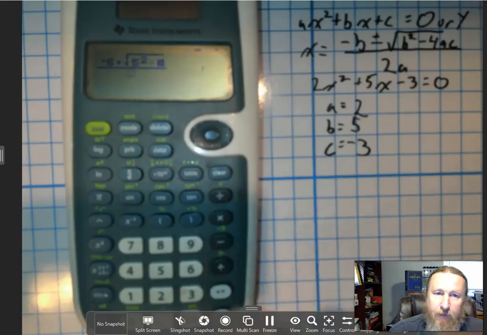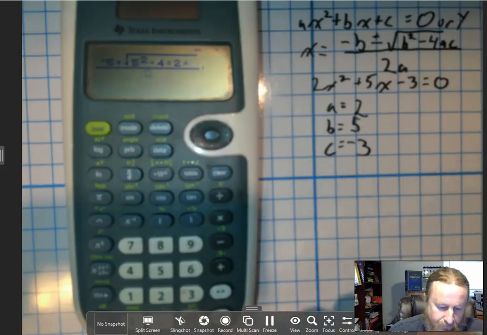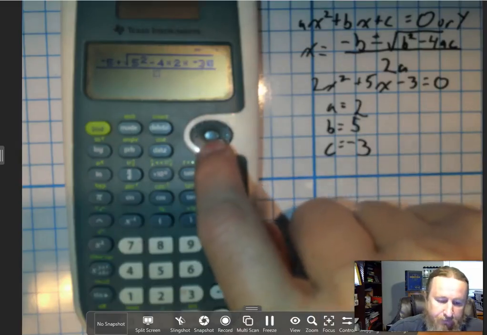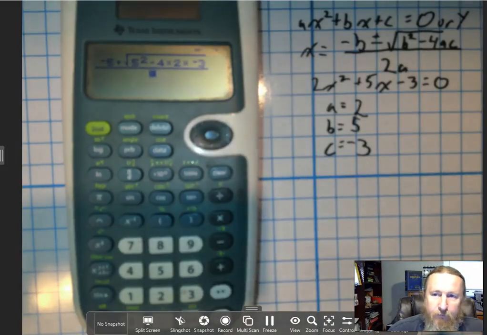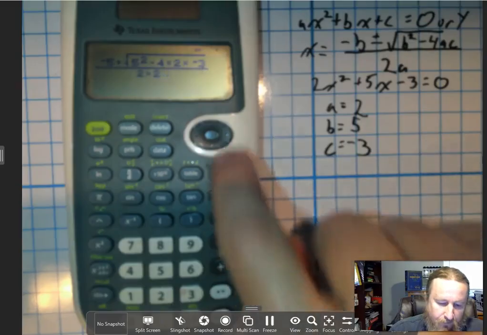Then we're going to say minus 4 is a constant, and then a is a value that can change, so we're going to say 4 times a, which in this case is 2, and it's minus 4ac, so we're also going to multiply by a negative 3. Now we have all of our numbers in the numerator. We're going to hit our down arrow and come to the bottom, and our bottom term is 2 times a, so we're going to say 2 times a is 2, so 2 times 2.